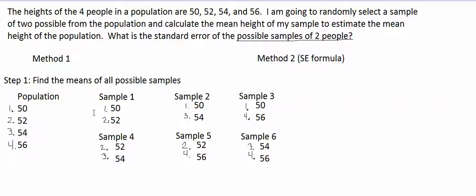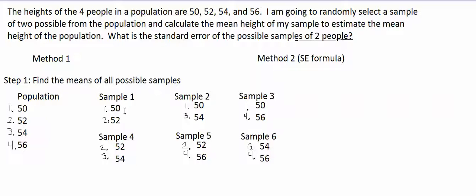So what we did to get the 6 possible samples is we did 1 2, 1 3, 1 4, 2 3, 2 4, and then 3 4. We paired person 1 with every person under person 1. We paired person 2 with every person under person 2. And we paired person 3 with every person under person 3. So now we have our 6 possible samples. Now we can find the mean of each possible sample.